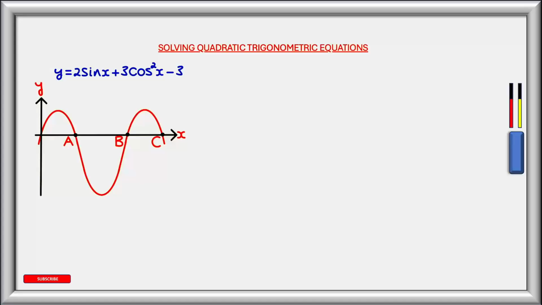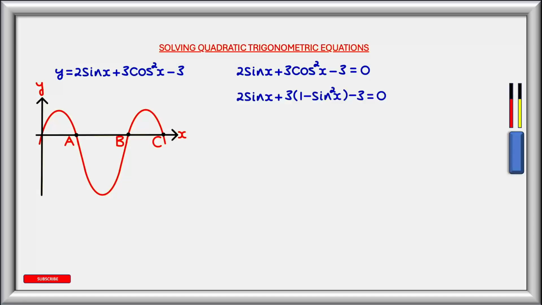So the equation we need to solve is 2 sin x plus 3 cos squared x minus 3 is equal to 0. We can simplify this by using the trig substitution where cos squared x is equal to 1 minus sin squared x, and this gives 2 sin x plus 3 into the bracket of 1 minus sin squared x minus 3 is equal to 0.